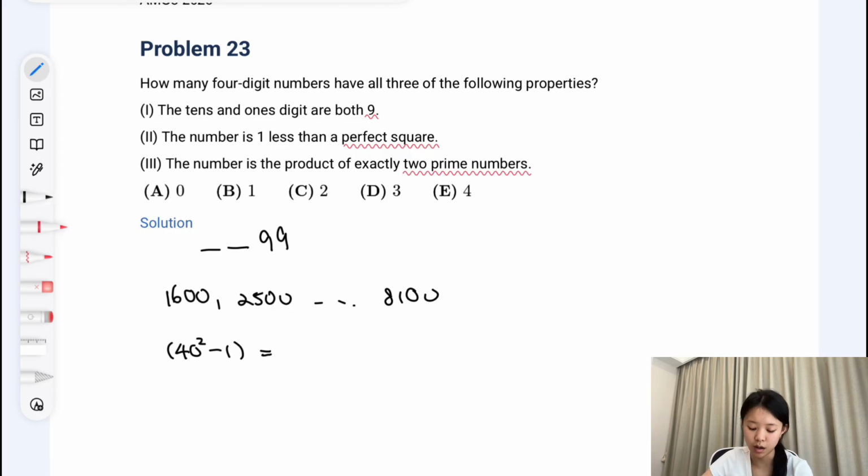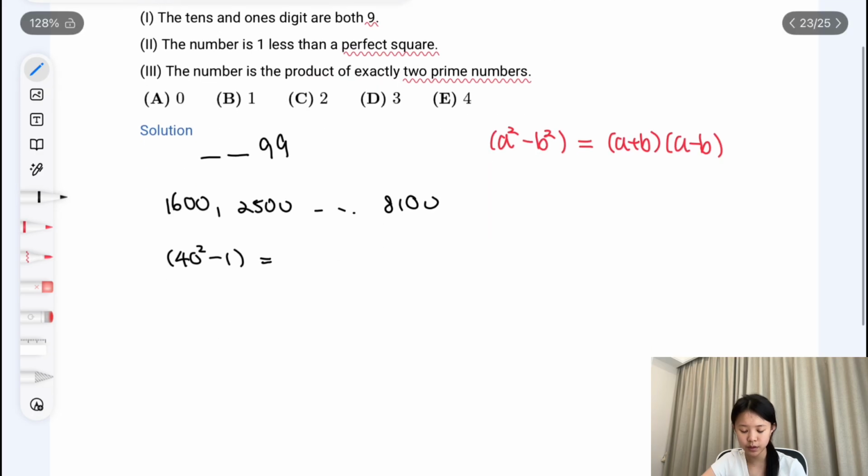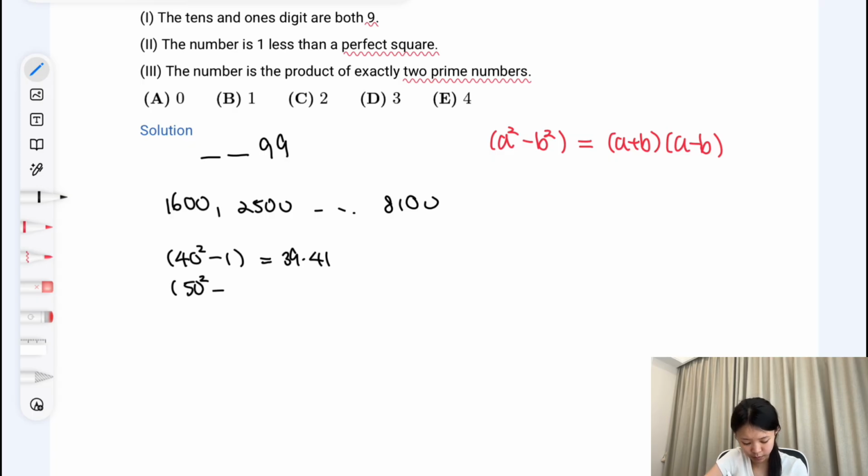Some people might recall the pattern a squared minus b squared equals a plus b times a minus b. This is a common factoring trick, and it allows us to split up these very large squares and their differences into a product of two numbers. If we apply that pattern here, it's going to be 39 times 41. And then so on, we can write all of these down. It's 49 times 51. 59 times 61.